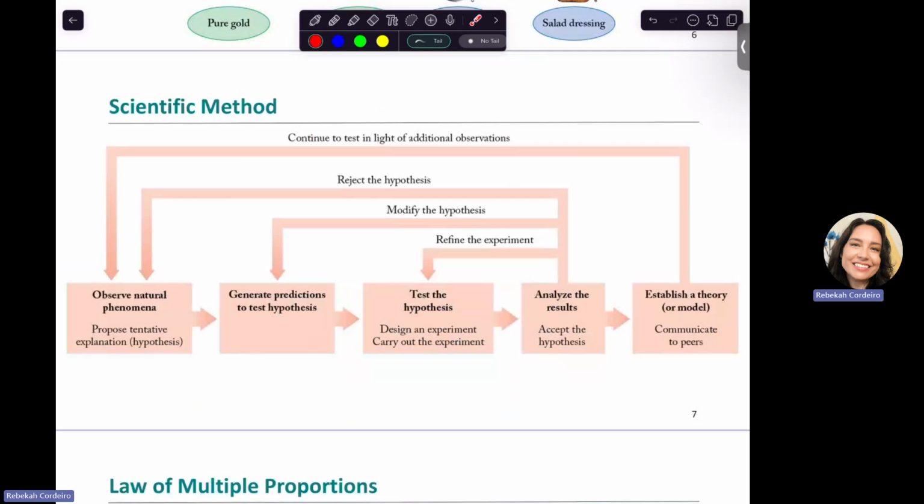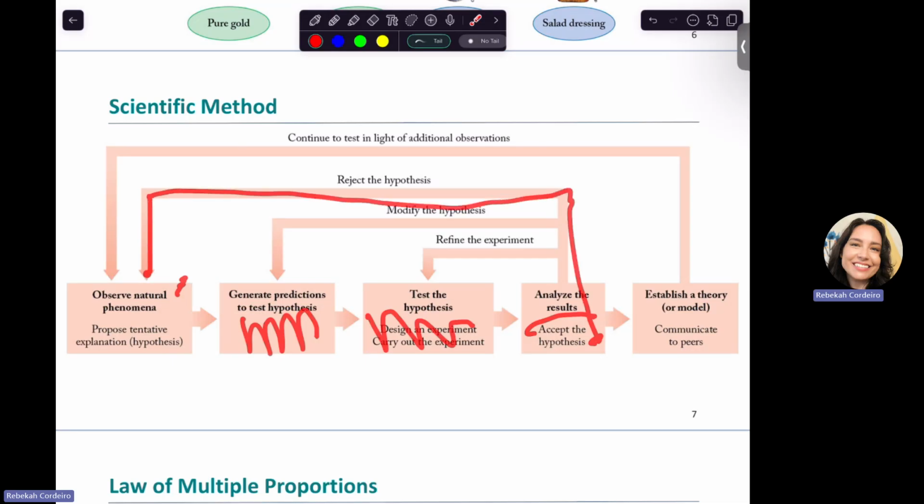So let's say that we start with the traditional first step, which is you see something interesting and you have a guess, you propose a tentative explanation. Oh, I see this cool thing. I wonder if it's happening because of this. And so you're like, well, I guess I could test that, couldn't I? And then you test it, and then you look at the results. You either accept the hypothesis or you reject the hypothesis, and you go back to step one.